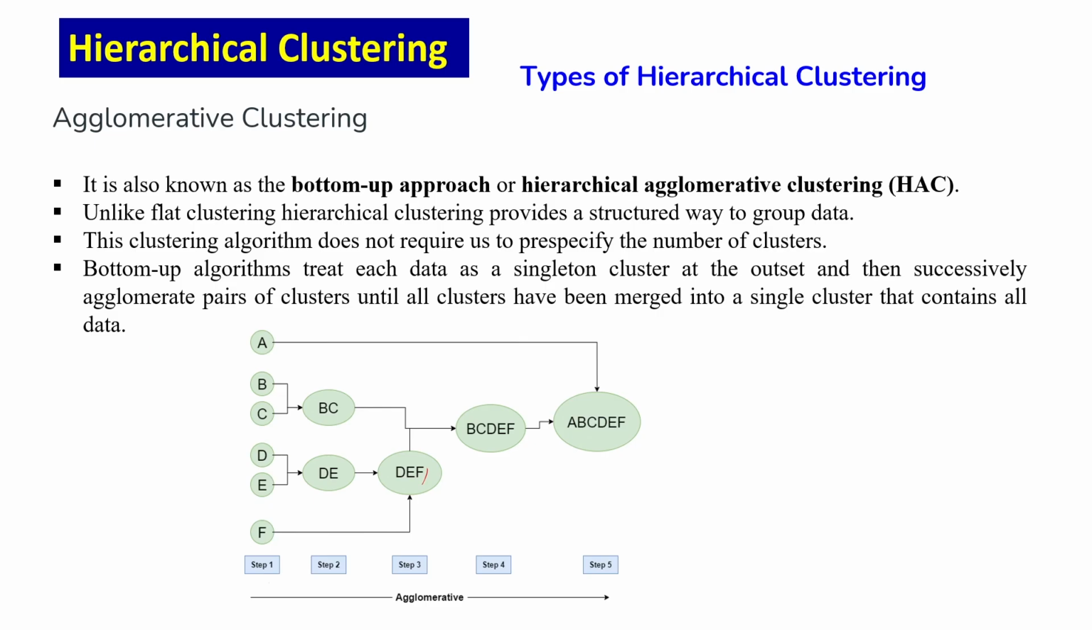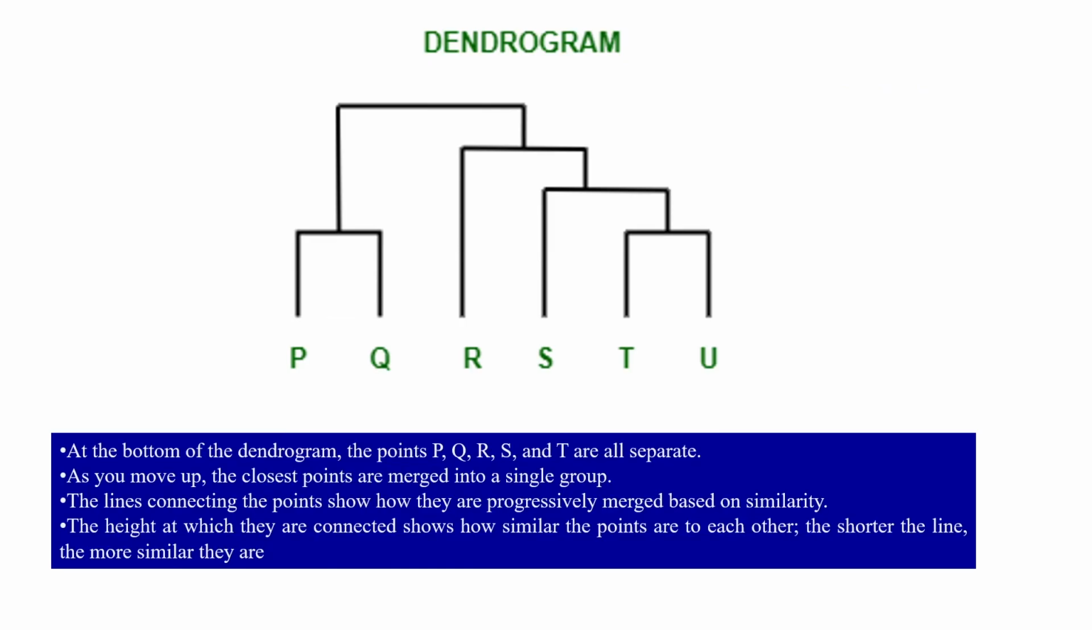Okay. The most important thing is that we consider each data point as a singleton cluster at the outset, then successively agglomerate pairs of clusters until all the clusters are merged into a single cluster that contains all the data. Very simple algorithm. It is basically opposite to a decision tree. Decision tree starts with all of them together and recursively divides into different tree-like structures.